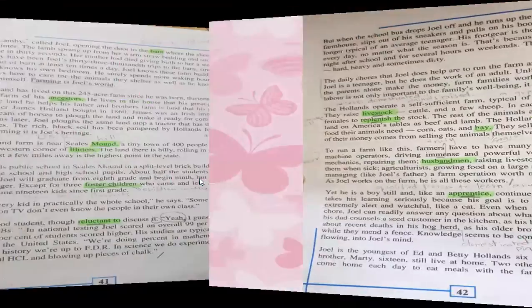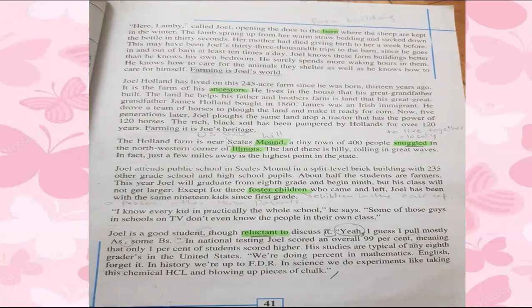This is page number 41. What happened then? Lambie called Joel, opening the door to the barn when they reached there. He opened the barn where the sheep are kept in the winter. The lamb sprang up from her warm straw bedding. Wow, what an environment the author is trying to present: warm straw bedding, specially arranged for that small lamb, right?